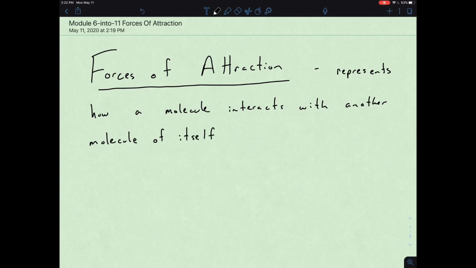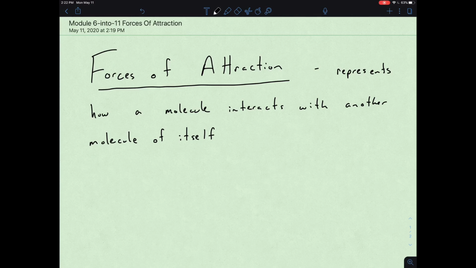Right? If I have a glass of ethanol, there's a lot of ethanol molecules there. There's not just one molecule there, there's a lot of them there. And so they're all somehow interacting with one another. And that's what these forces of attraction are going to represent: how the molecules interact with one another.